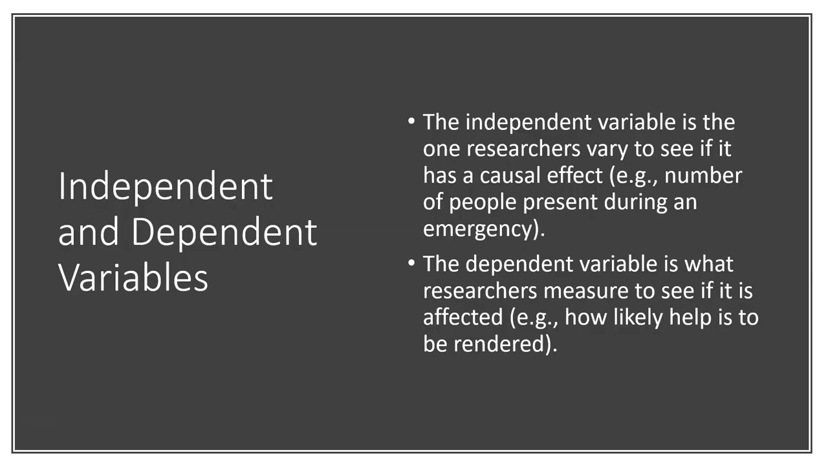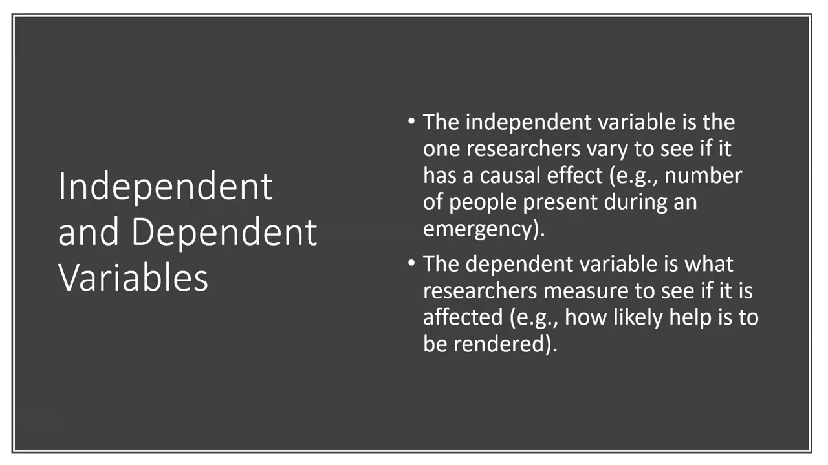So the example that they follow in your text is, if you systematically vary the number of people who are present during an emergency, that would be the independent variable. The dependent variable is how likely are people to give help in that emergency situation, and another variable would be how long does it take them to do so. And the assumption is that whether or not you help and how fast you help is dependent on how many people are in the room during the emergency. That's the independent variable.